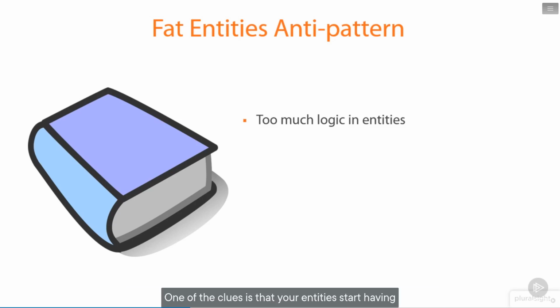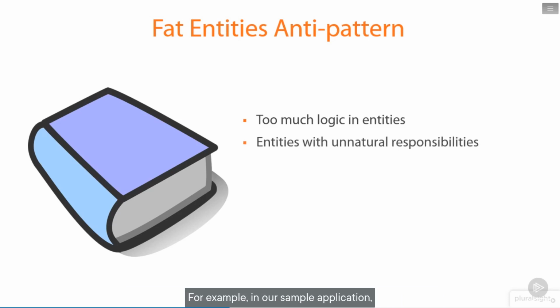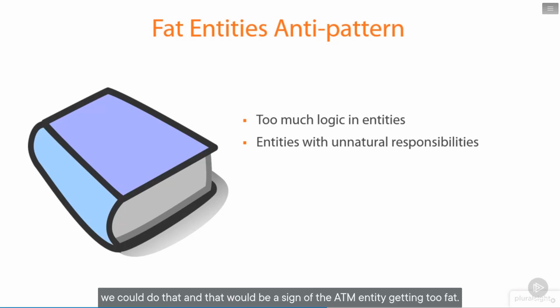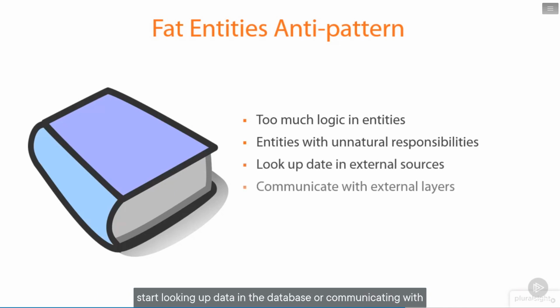One of the clues is that your entities start having responsibilities that seem unnatural to them. For example, in our sample application, we could commission the duty to update the balance of the head office to the ATM entity. Such responsibility doesn't make a lot of sense in our domain because ATMs don't actually update the balance of our office. Nevertheless, we could do that, and that would be a sign of the ATM entity getting too fat. Another symptom of this anti-pattern is when domain entities start looking up data in the database or communicating with outer layers of the Onion architecture. In other words, when we break isolation and allow the innermost layer to depend on the classes from outer layers.